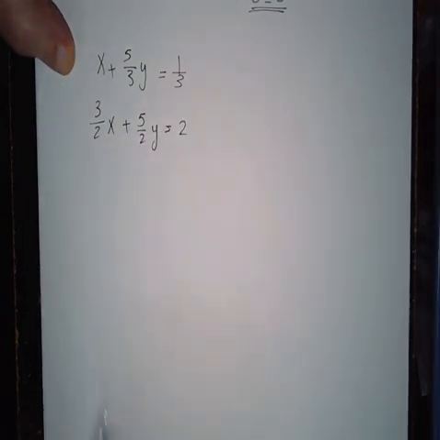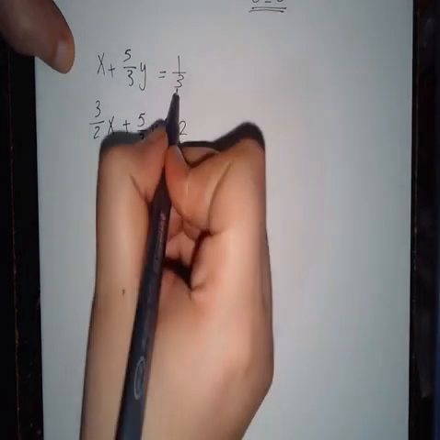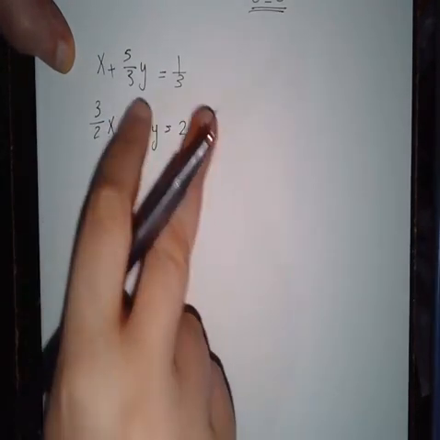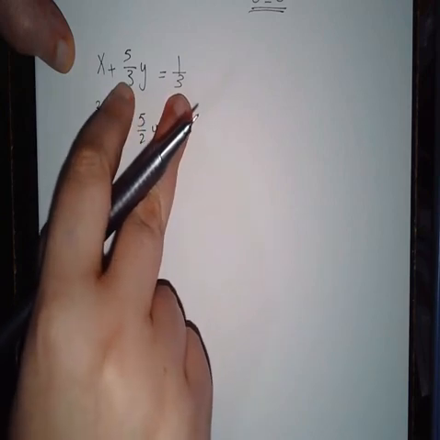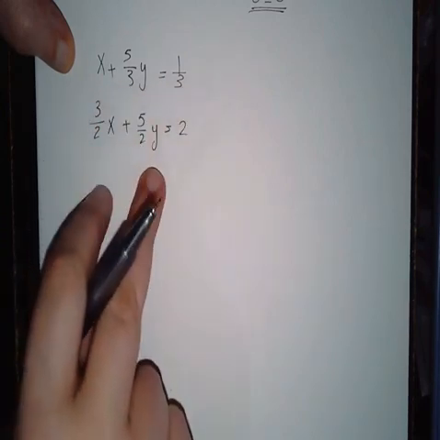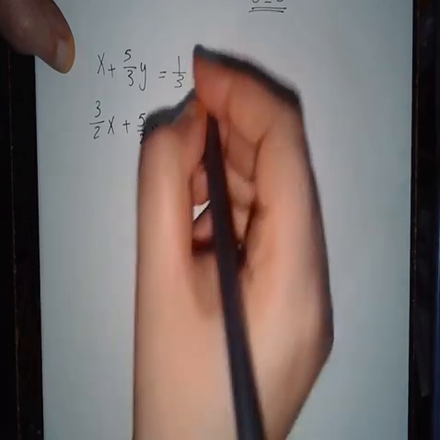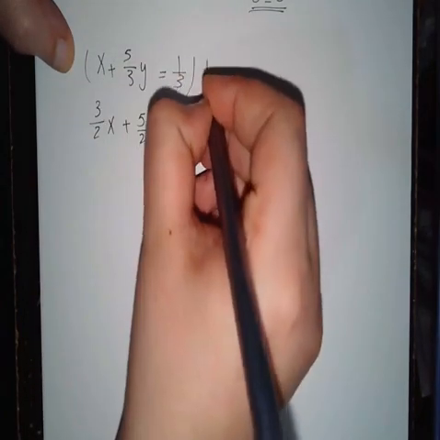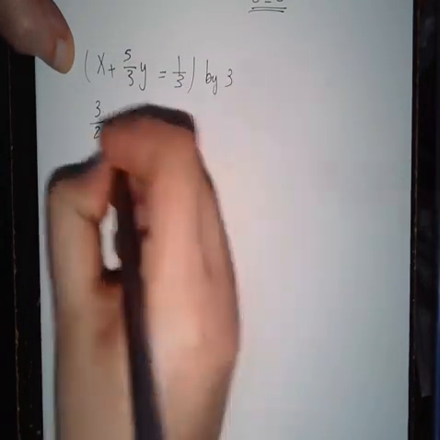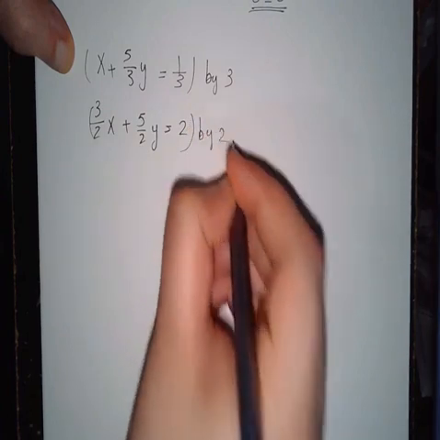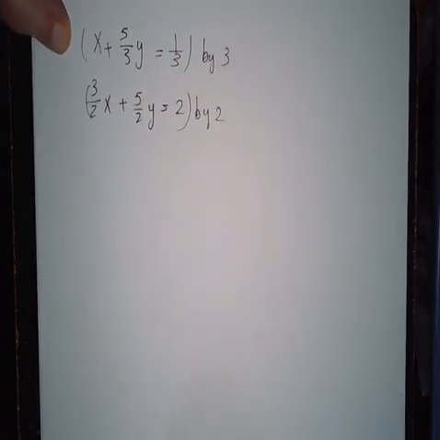Yeah? Now, here's something I want to do just to set the problem up. I'm going to get rid of my fractions. Notice the bottom here, both denominators are 3. Here, both denominators are 2. So I'm just going to multiply the first equation by 3 and the second equation by 2. Just to simplify things, yeah?